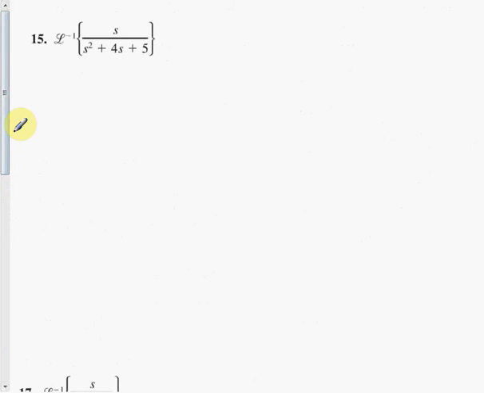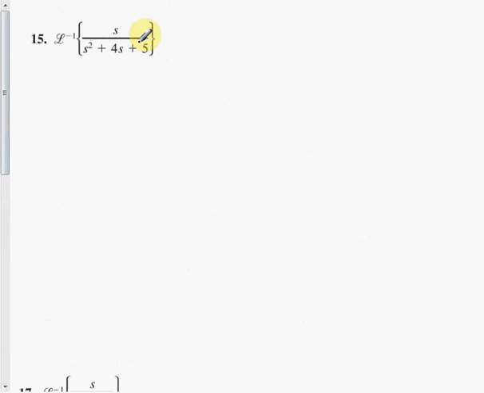Okay, number 15, again, we're going to complete the square here. We have s squared plus 4s plus 5. Now, I'll tell you this, just something on the side: when you have a quadratic downstairs, and if you have a number upstairs, then it's typically going to give us a sine, because you can always manipulate the number upstairs.